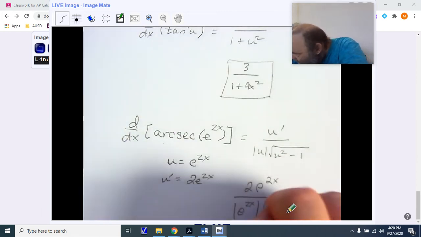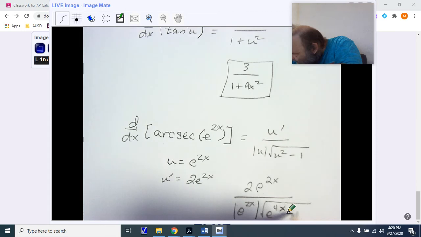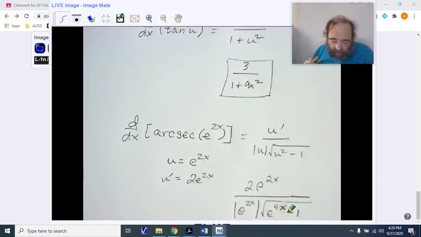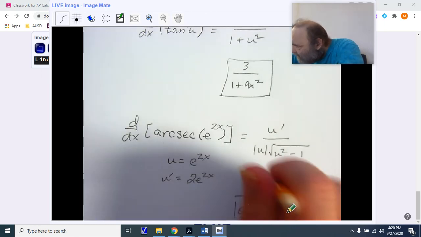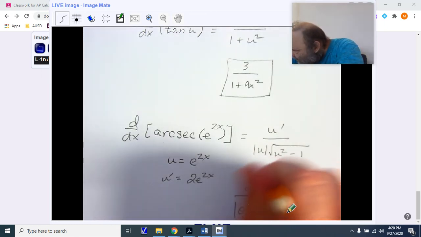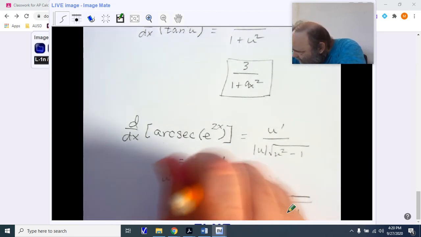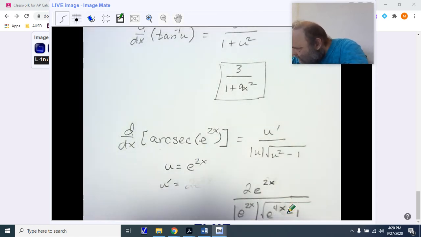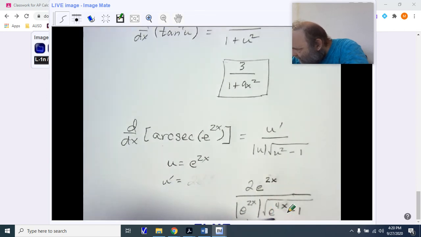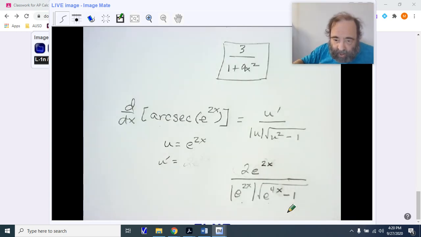I'm going to use the eraser here. That's e to the 4x minus 1. And that's the formula that we're trying to work with. Notice that all we want is the derivative of u, the u on the inside. Now that should be e to the 2x right there. So that I can have my u prime, u squared, and u prime. And there is my solution to my problem.